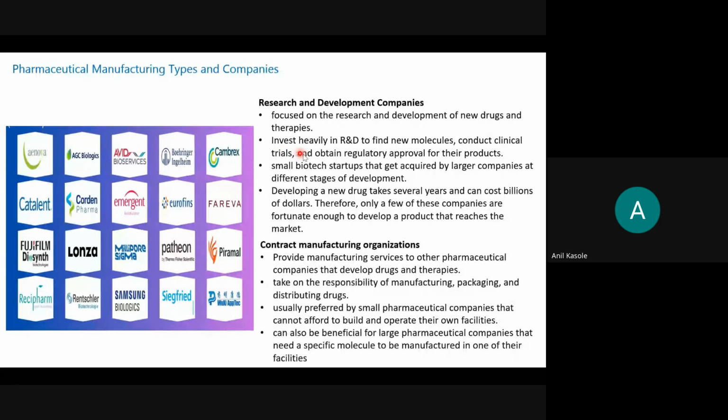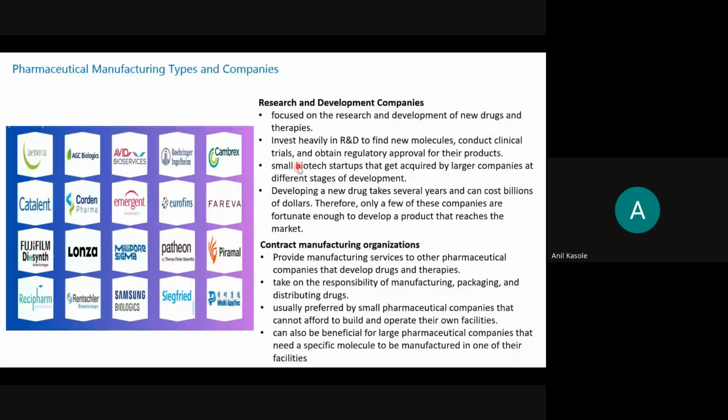Also, they invest a huge amount of money in R&D, because R&D invests a lot in new molecules. We can see in the next slide what those molecules are. They also invest a lot in conducting clinical trials to get regulatory approvals. I purposely don't want to go too theoretical, but wherever I find it important for all of us to understand the basic functions, what they do, so that you can correlate tomorrow and after tomorrow also.